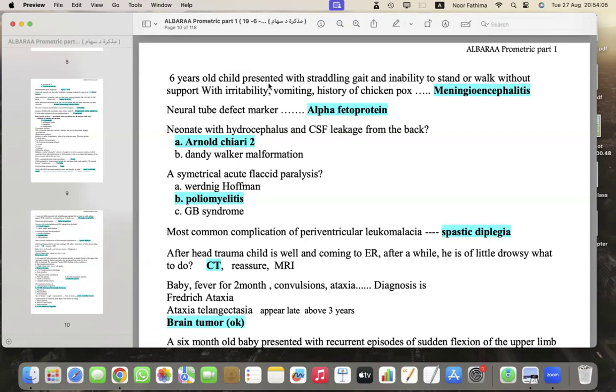Six-year-old child presented with straddling gait and inability to stand or walk without support, with irritability, vomiting, and history of chicken pox. This is mainly meningoencephalitis.